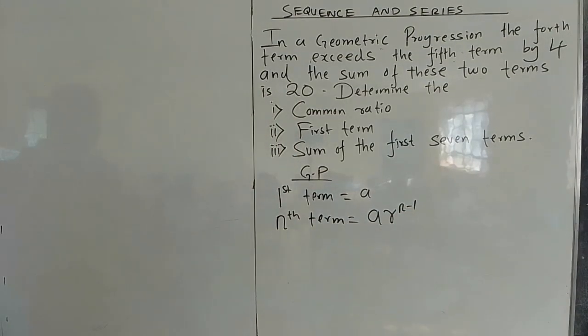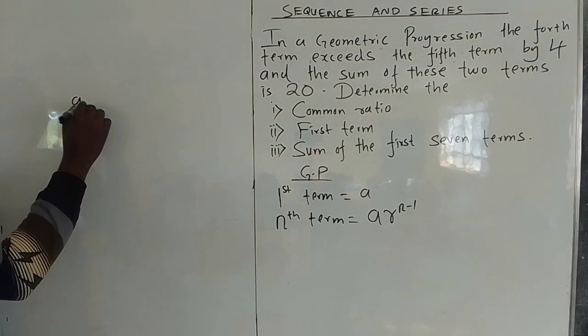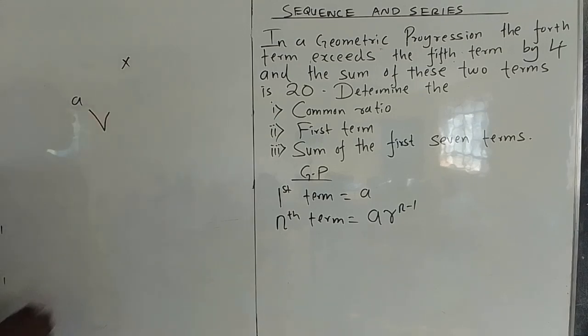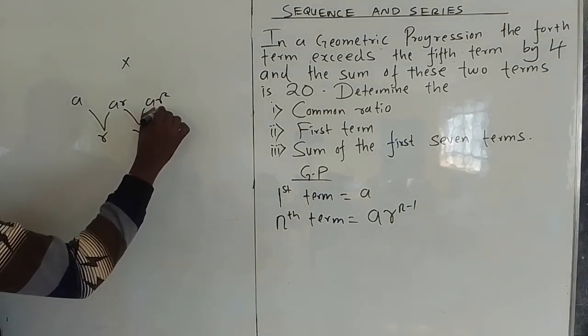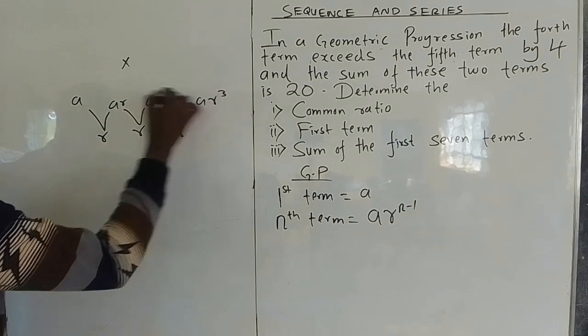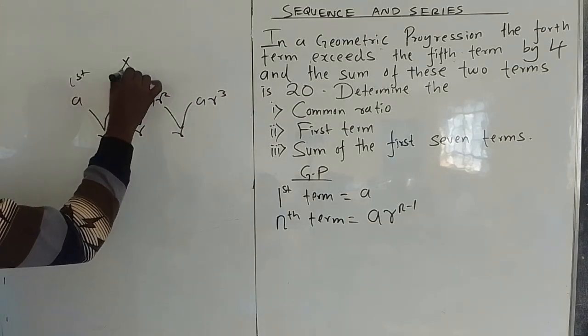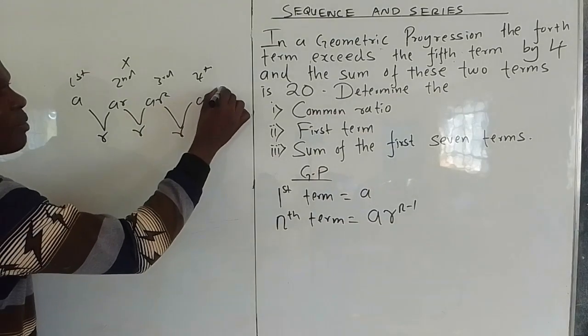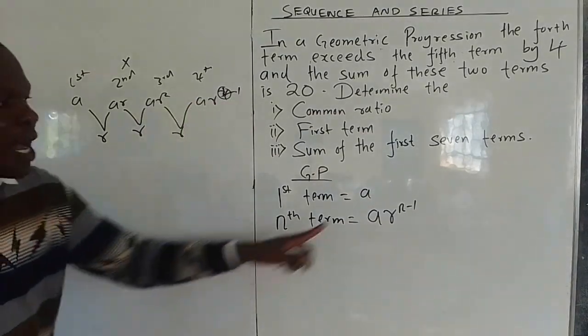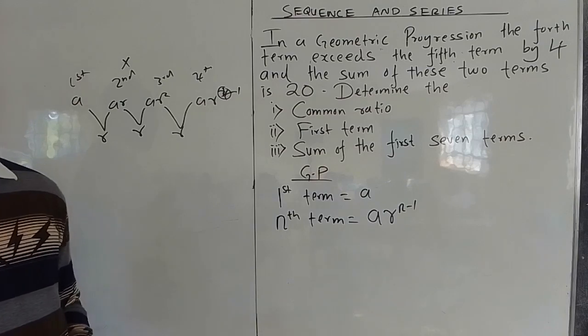So if you can't recall that, you simply go and you put your first term, and you know a GEP specifically uses multiplication, isn't it? So that A times R gives you AR, AR times R gives you AR square, AR times R gives you AR cube. So you know this is first, second, third, fourth. So the fourth term you can see is raised to power 3, meaning it is 4 minus 1, n minus 1. So you should have recalled the formula, isn't it?